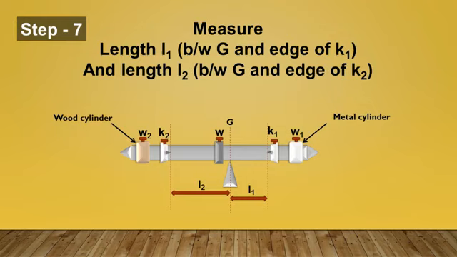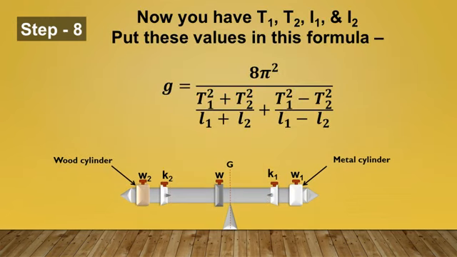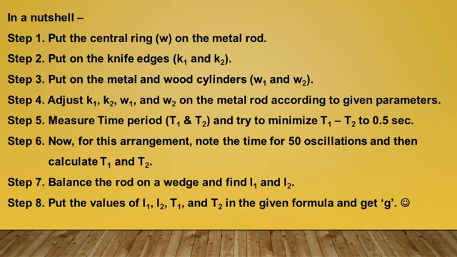Now you can measure the distances L1 and L2, where L1 is the distance between the center of gravity and the edge of knife K1, and L2 is the distance between the center of gravity and the edge of knife K2. Now you have got the values of T1, T2, L1 and L2. You can put these values in this given formula and get the value of acceleration due to gravity. I have also written all these points on this single sheet. You can use these points and start your experiment.